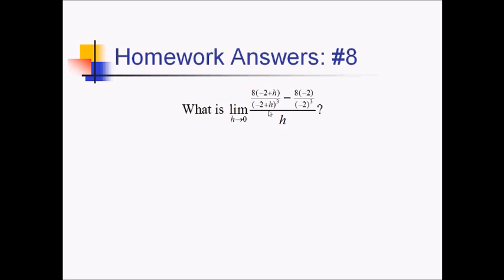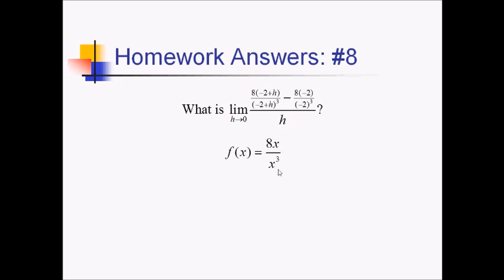So for this one, I'm just going to look at this negative 2 plus h pattern here. I'm basically going to swap that out for x to create a function out of this. So up top, I've got 8 times, I'm going to call this whole thing x. And then downstairs, that negative 2 plus h is being cubed, so I'm going to write x cubed below. At this point, I'm going to simplify this and take the derivative.